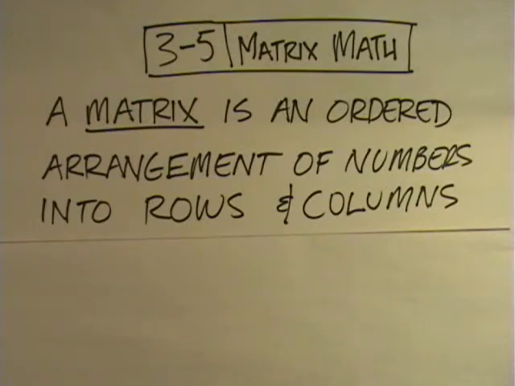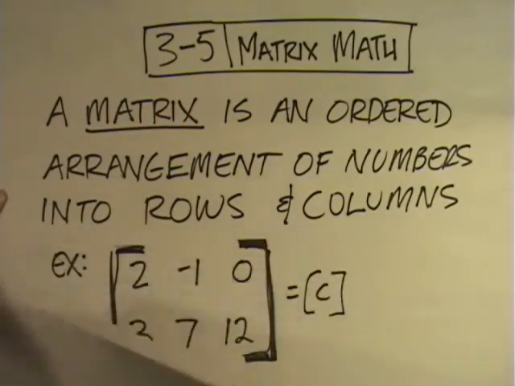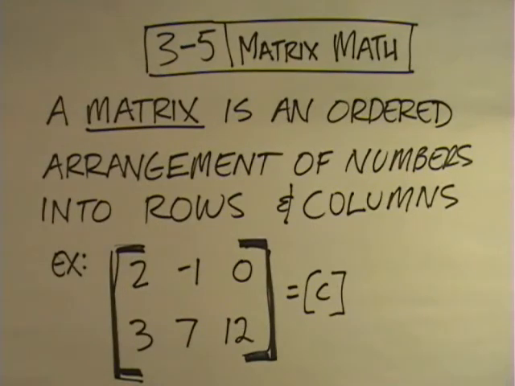A matrix is an ordered arrangement of numbers into rows and columns. All right, so it's a way of just taking a lot of information and giving it some structure. This is a very simple example. We'll call this matrix C, and it's two rows by three columns.